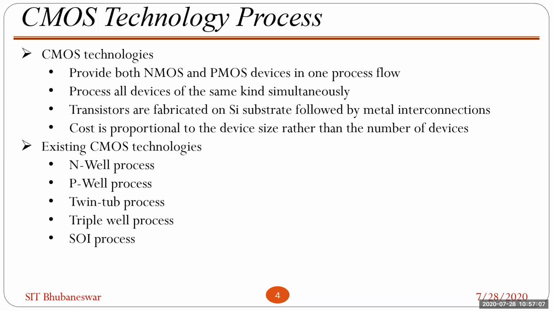Suppose the chip size is 2 mm by 2 mm. Wherever similar types of devices are there, they are fabricated at the same time. We fabricate or pattern the layers of the transistors simultaneously, whether the devices are in the left corner, right corner, middle, or anywhere. Simultaneously you can make the same type of devices. This is the CMOS technology process.